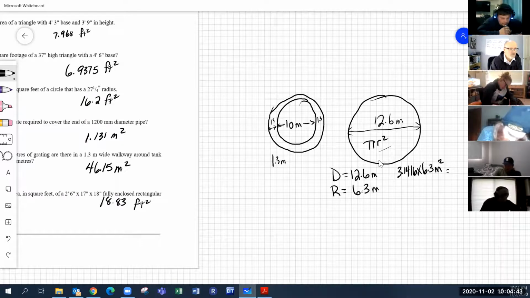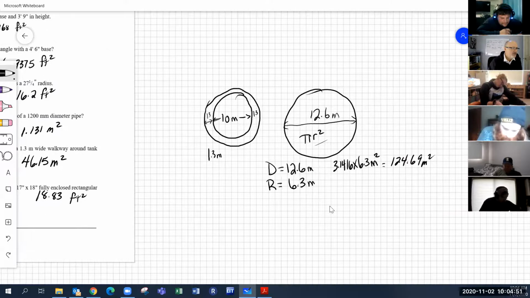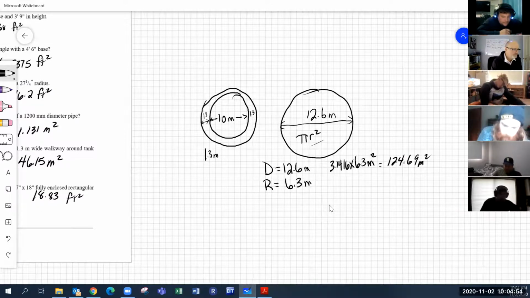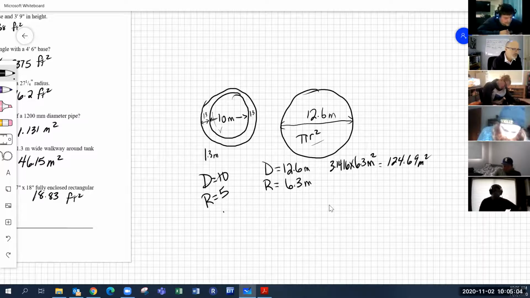So that equals 124.69 meters squared for the area of the large one. And now I'm going to do the one for the inside where the diameter is equal to 10. So my radius is equal to 5. So that's pi times 5 squared.